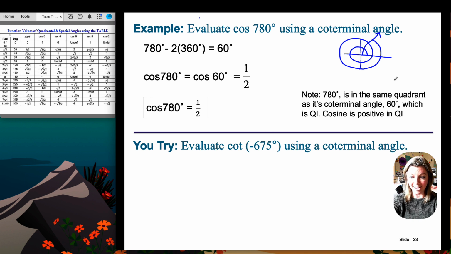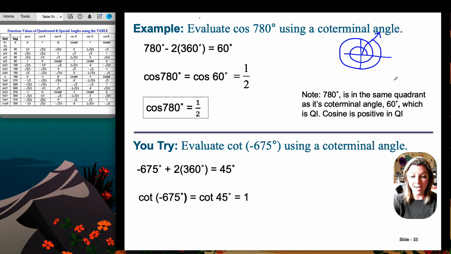Welcome back. Let's see how you did. If you came up with 45 degrees as your coterminal angle, you got that right. If you then found the value of cotangent of 45 degrees to be 1, you got that right, and therefore the value of cotangent of negative 675 degrees is also 1.